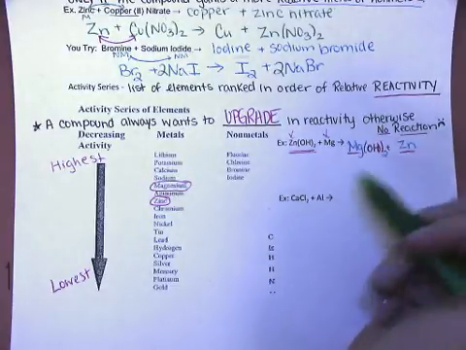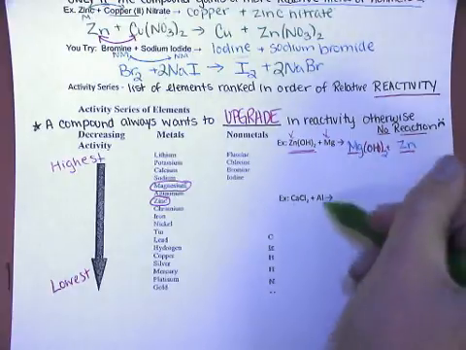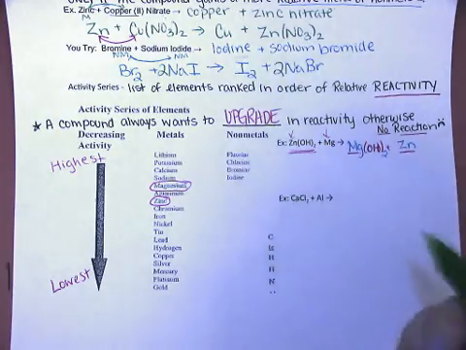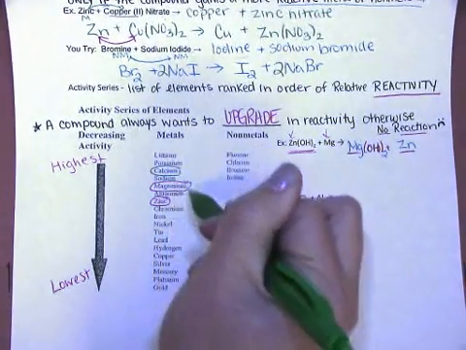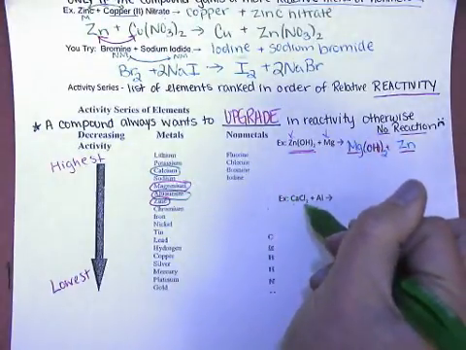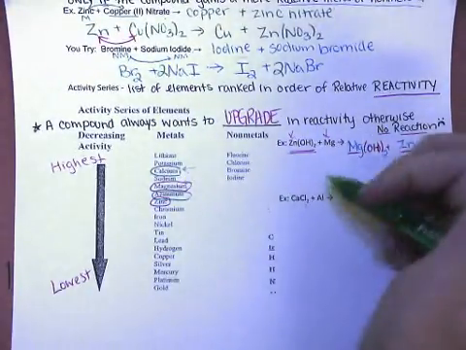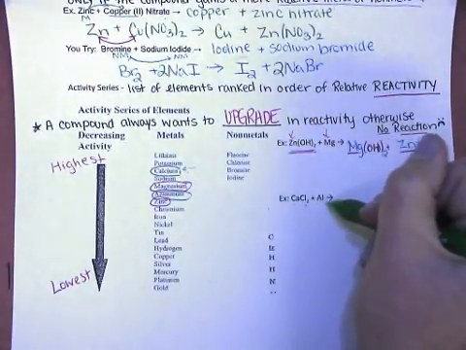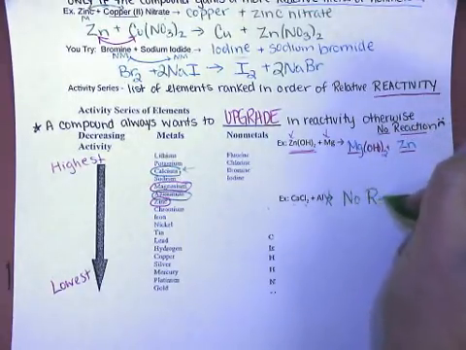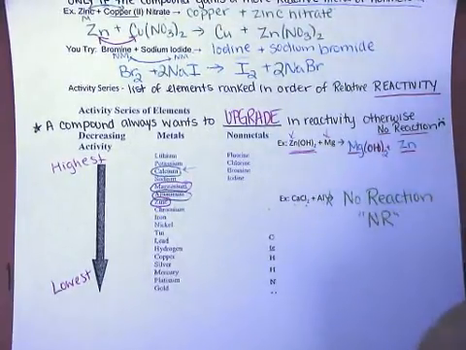My next example, I have calcium and aluminum with my chloride. I want to know if my chloride would rather be with my calcium or the aluminum. So I look for them on the periodic table. I have calcium here and aluminum there. Chloride would rather be with the higher metal. My higher metal is calcium. So that means my chloride is going to keep the calcium and is not going to react with aluminum. So I would say no reaction, or we can write NR.